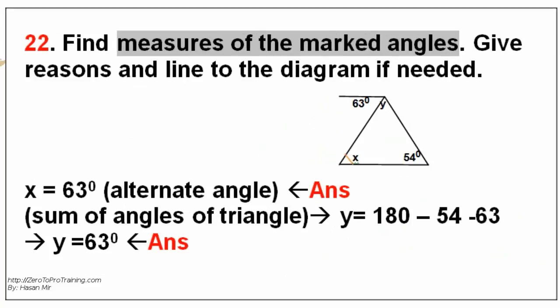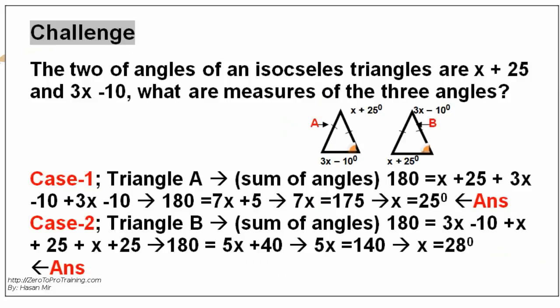Next, exercise 22, measuring noted angles of a triangle with parallel on vertex which yield in degrees, x equals 63, alternate angle, y equals 63, sum of the angles of triangle. Next, challenge, measure of three angles of two isosceles triangles in degrees, case 1 of A, x equals 25, case 2 of B, x equals 28.